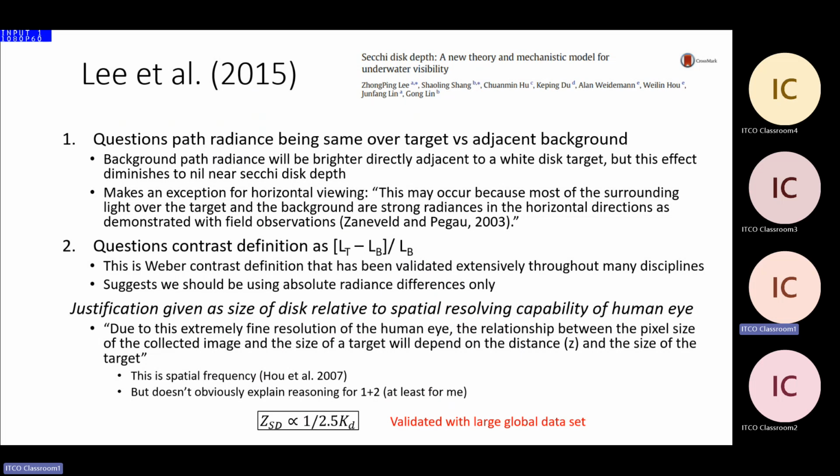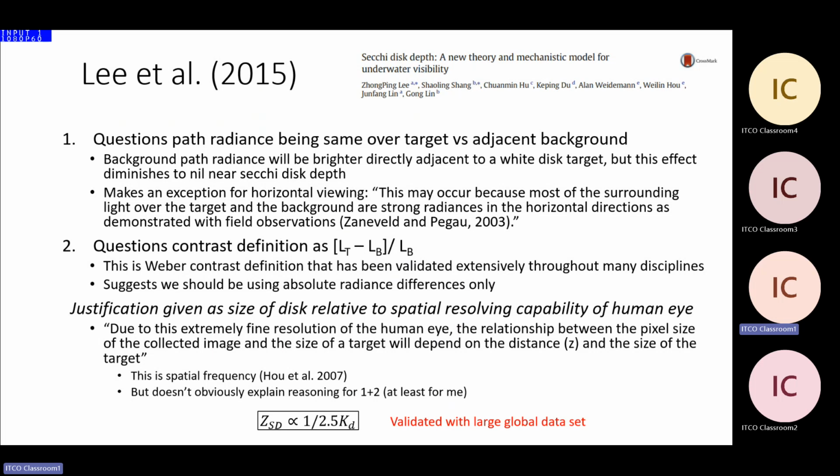So the main point in his papers is that he questions the path radiance being the same over the target versus the background. This has to do with once the target's in the water, you get blurring of the target. You get some near forward scattering around the target. So you get this blurring effect so that it can affect the background path radiance. It'll be brighter directly adjacent to the white target. But this effectively diminishes to nil when you're actually at the Secchi disk depth.